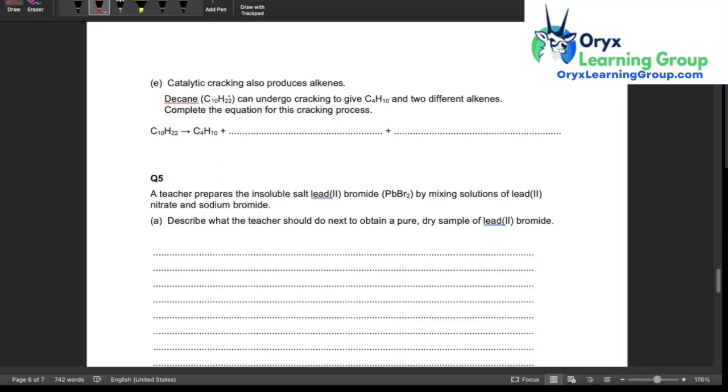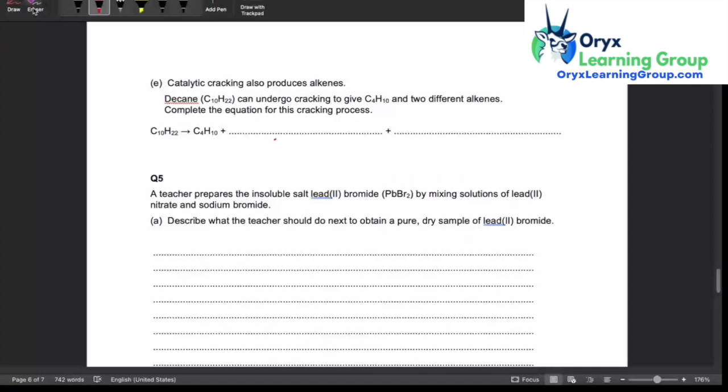Now it says catalytic cracking also produces alkenes. So decane can undergo cracking to give C4H10 and two different alkenes. Complete the equation for this cracking process. So what will be the answer for this one? See, there is no fixed answer for this one. Yes, come again.